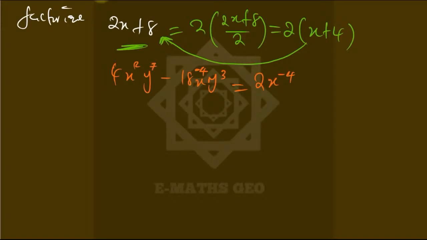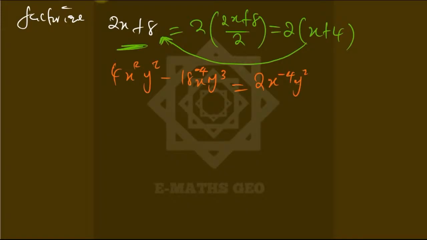So now, okay, let me put y raised to power 3. So between y squared and y cubed, between 2 and 3, which one is smaller? 2, so y squared. So this is now the common factor of this.